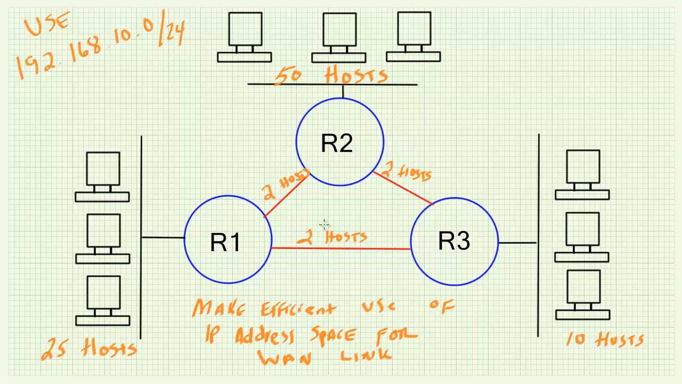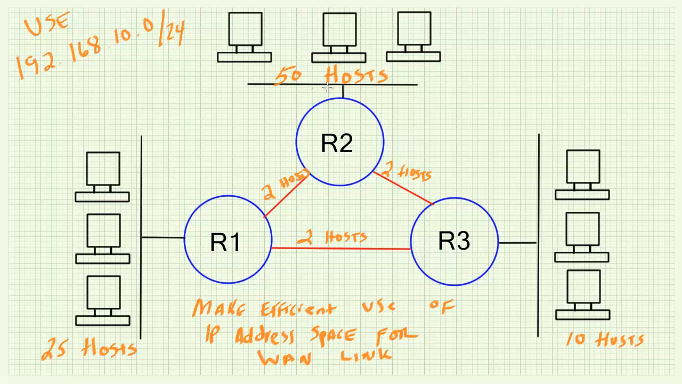We've been told that we need to have 50 hosts here in location 2, 25 hosts at location 1, 10 hosts at location 3, and 2 hosts at each of those 3 wide area network links. Well, what does that mean in terms of host bits? How many host bits do we need for each of those? So let's break it down.